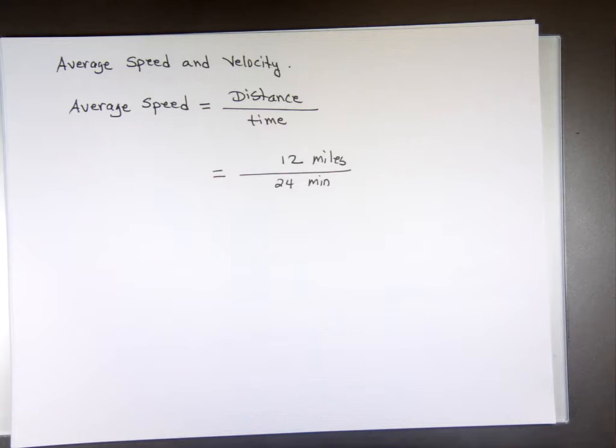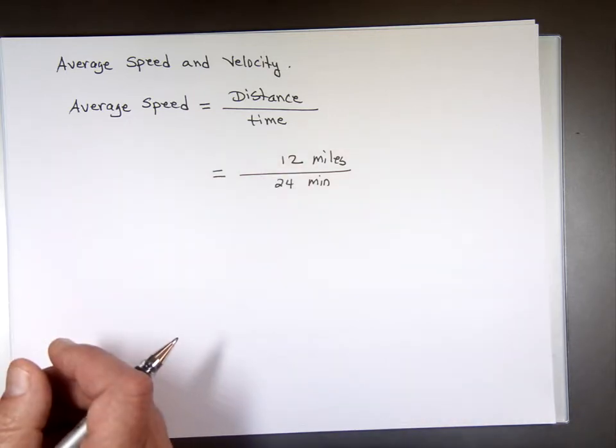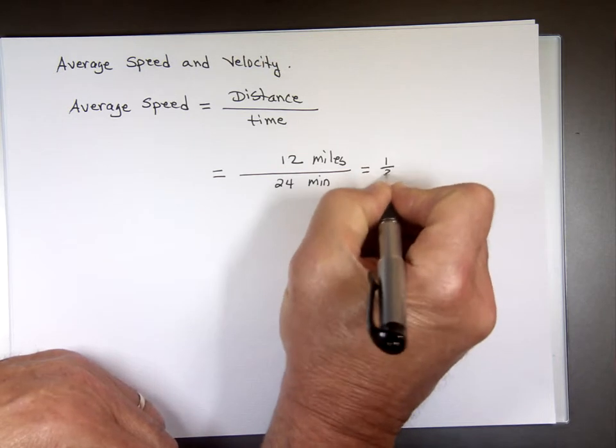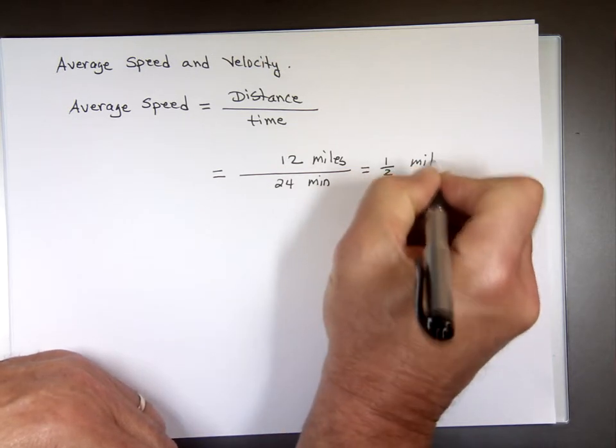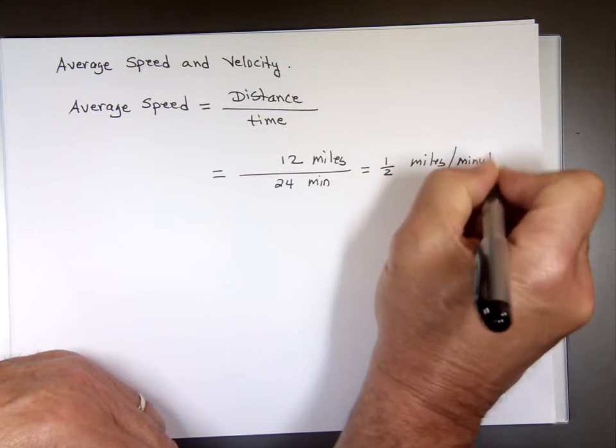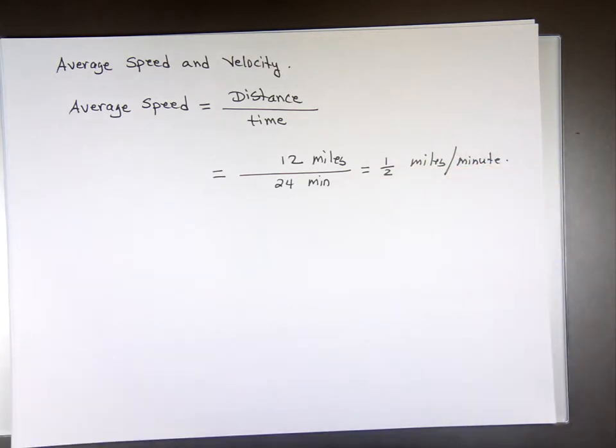So what's your average speed? How many miles per minute did you cover here? If you simplify that, what are you going to have? 1/2 miles per minute. So your average speed was 1/2 mile per minute.